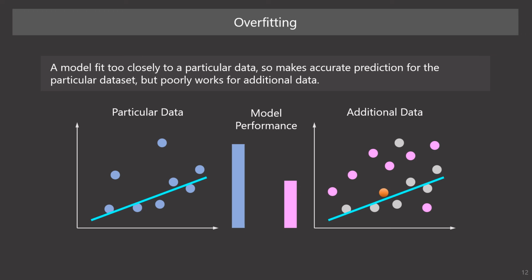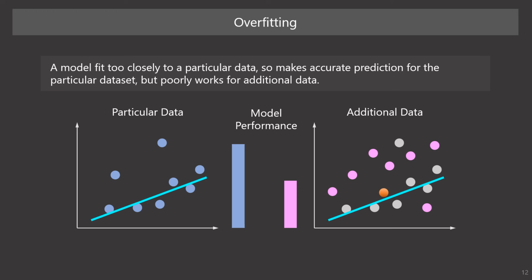Overfitting is a phenomenon where a prediction model makes accurate predictions for a particular dataset, but works poorly for additional data. In other words, overfitting refers to a modeling error where a prediction model fits too closely to a particular dataset, and thus fits other unknown datasets poorly. An overfitted model only memorizes a particular dataset, but it does not learn underlying patterns in the data. So, an overfitted model is not generalizable.